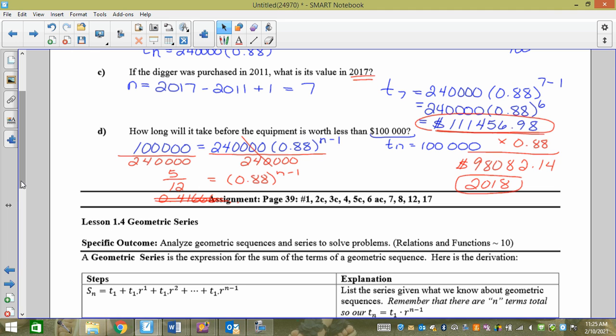Okay. So you have y1 is 5 over 12. In y2 you have 0.88 to the x minus 1, where you press the X, T, theta, n button. That's how you get the variable, because it doesn't have to be the letter n. Look, the n is in there even, right? And then you go minus 1. So you type into y1 in the top left, this. Into y2, you type this. Did everyone do that? Does everyone have those?